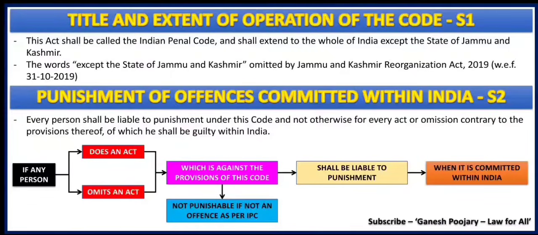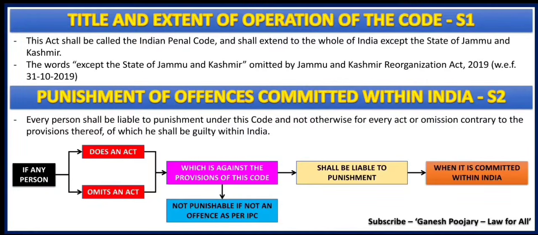Section 1 of the Indian Penal Code discusses the title and extent of operation of the code. Now, what is the title of this code? It is the Indian Penal Code. And what is the extent of operation? Earlier, it was to the whole of India except the state of Jammu and Kashmir. But now, with the Jammu and Kashmir Reorganization Act 2019, the words except the state of Jammu and Kashmir have been removed. Now it is applicable to the entire India. That is what you need to understand from section 1.